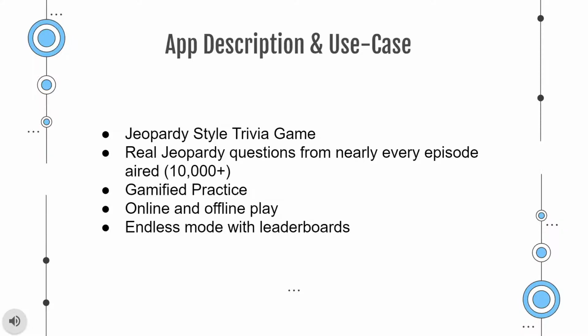Both modes feature the full Jeopardy board with 30 clues, 6 categories. We also have an endless mode where you go through and answer as many as you can in a row correctly. That game mode features a leaderboard, so if you do get a high score, you are able to post your initials on the leaderboard, kind of arcade style.